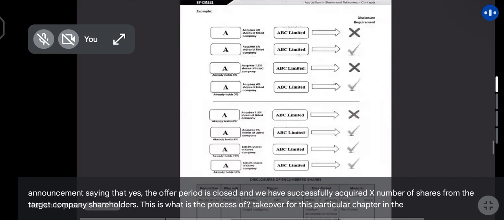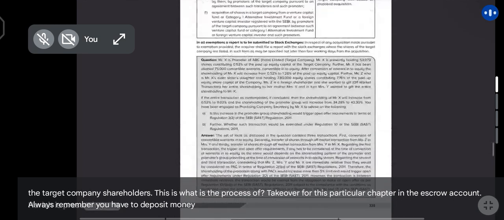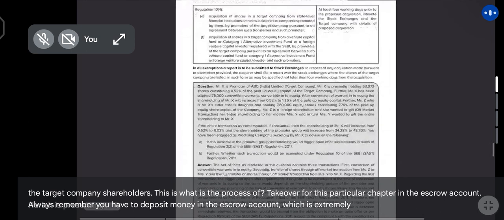In the escrow account, always remember you have to deposit money in the escrow account, which is extremely important.